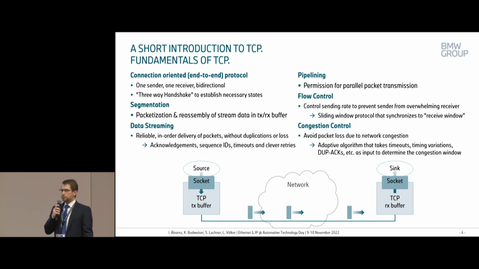With pipelining, TCP can even increase throughput because it allows for sending more than one packet at a time. However, to prevent the sending TCP from overwhelming either the network or the receiver, you need additional measures. These two measures are known as flow control as well as congestion control. We will have a deeper look at both measures on the next slide.